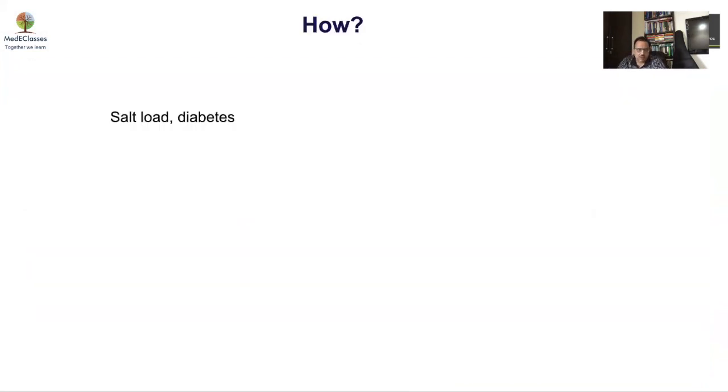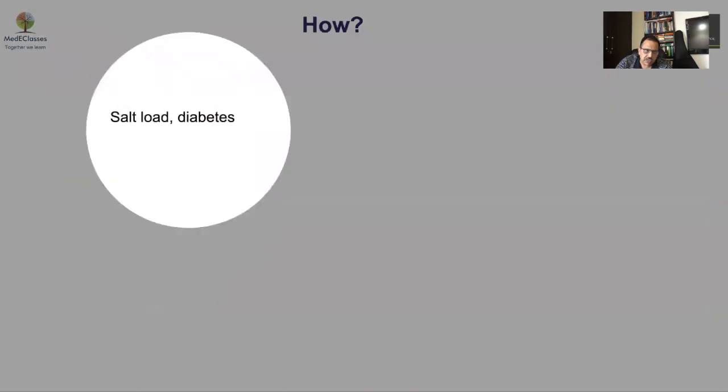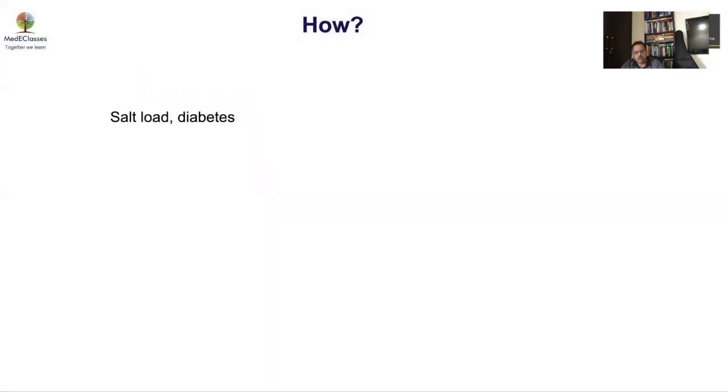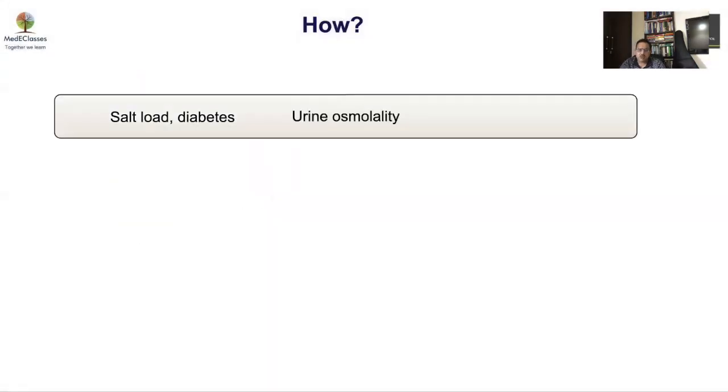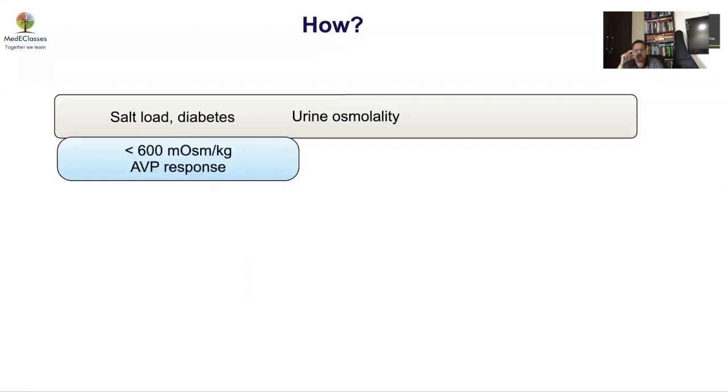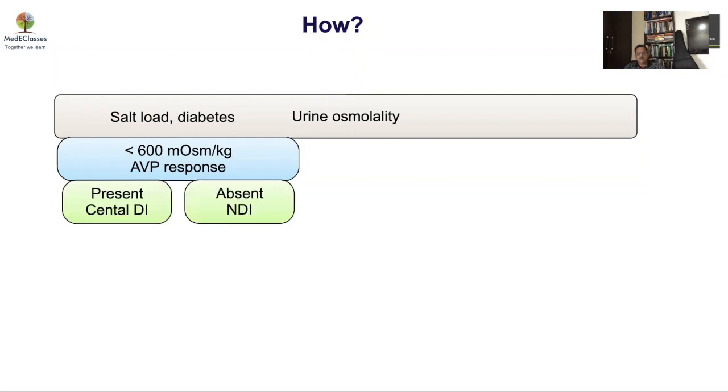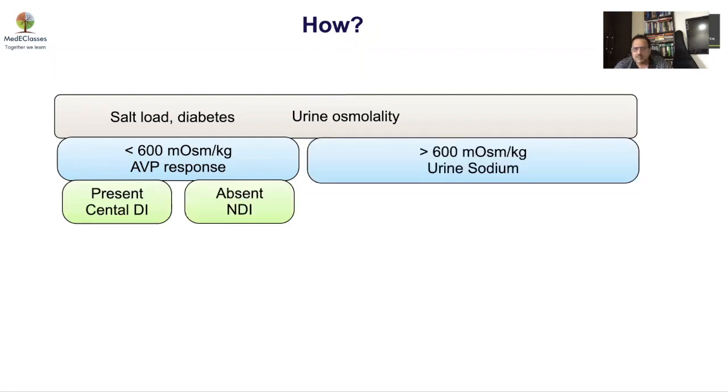So how do you evaluate? First of all, think of a salt loss, diabetes, osmotic diuresis, mannitol use. If all that is not there, look at urinary osmolality. If the urinary osmolality is less than 600, so if you have a concentrated blood and a dilute urine, it is DI. Do an AVP response. If it's present, it's central. If it's absent, it's nephrogenic DI. If the urinary osmolality is high, which means concentrated blood, concentrated urine, body is doing fine.